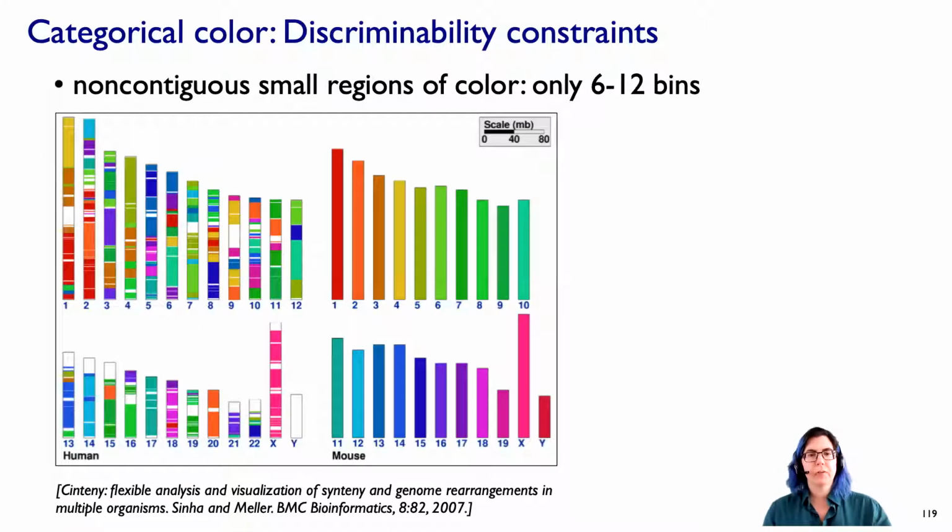So let's talk about the use of color to show categorical information. A key thing is, how many bins can you use? And the answer is fewer than you want, in general.